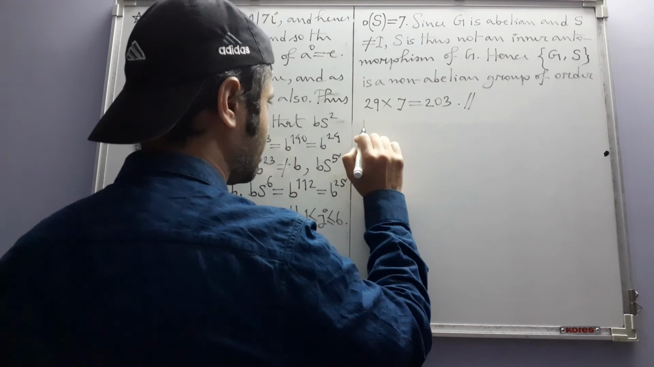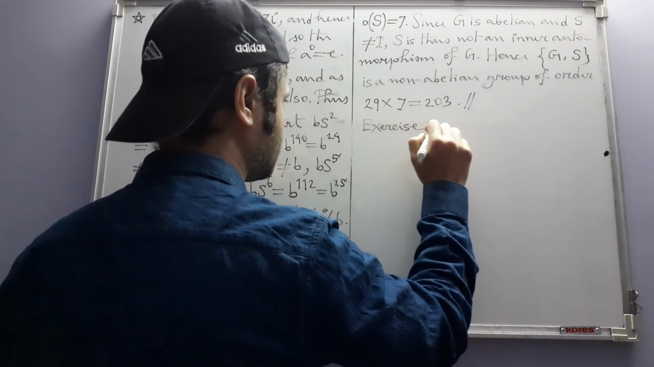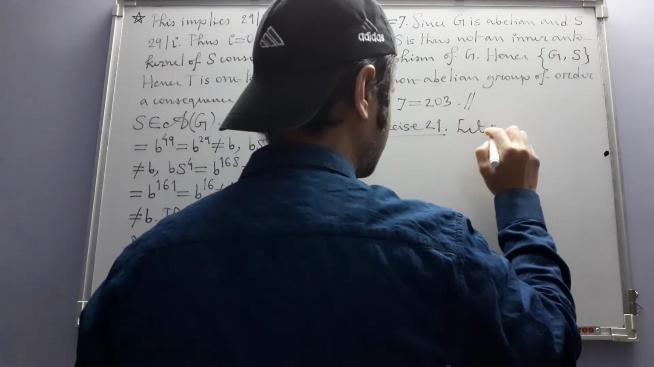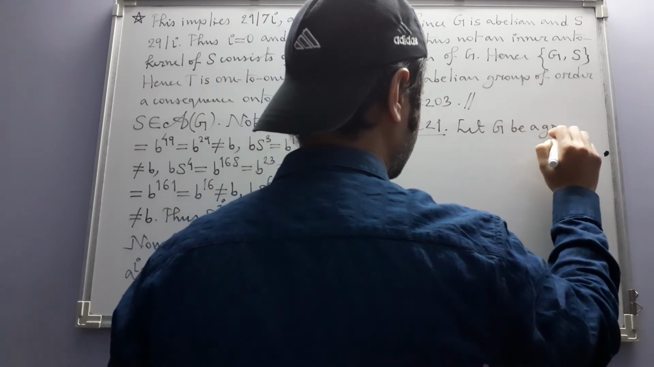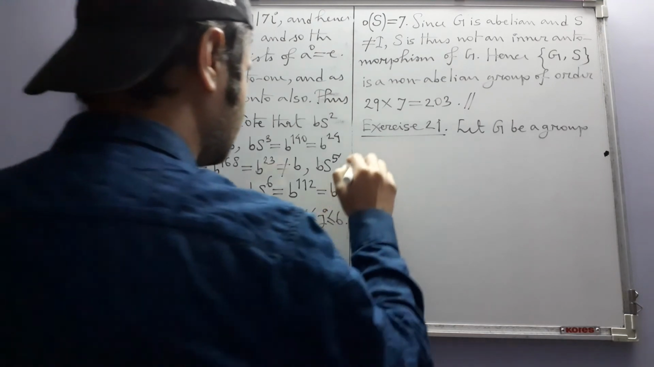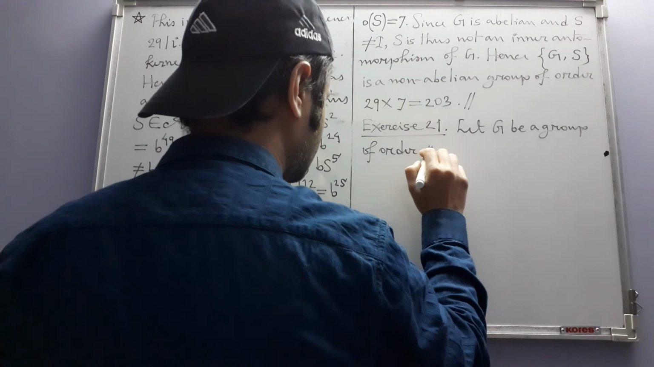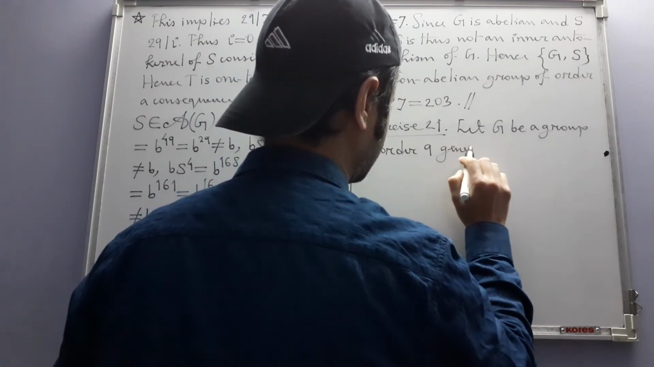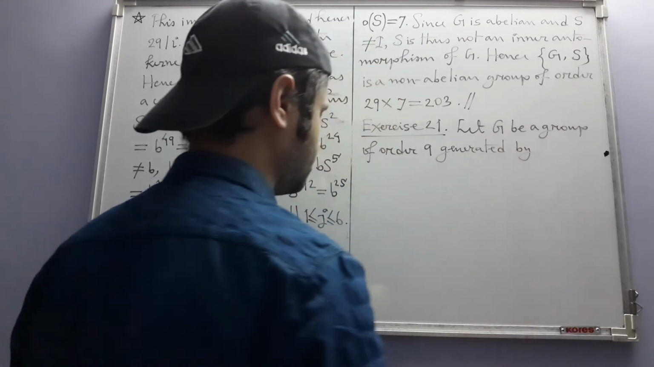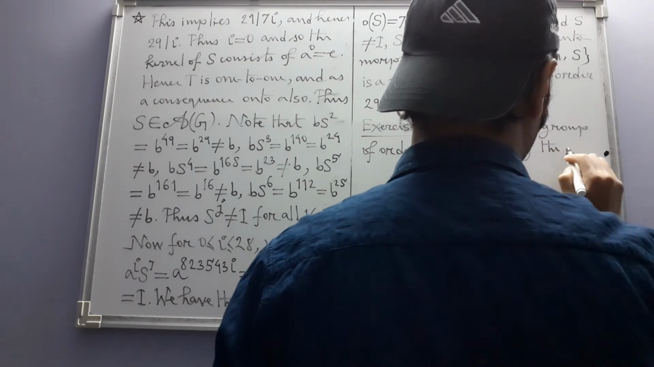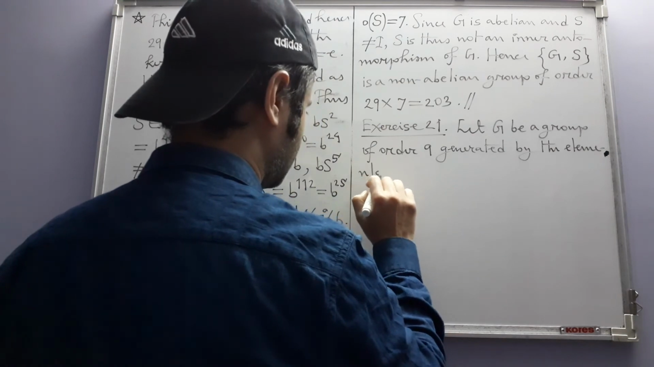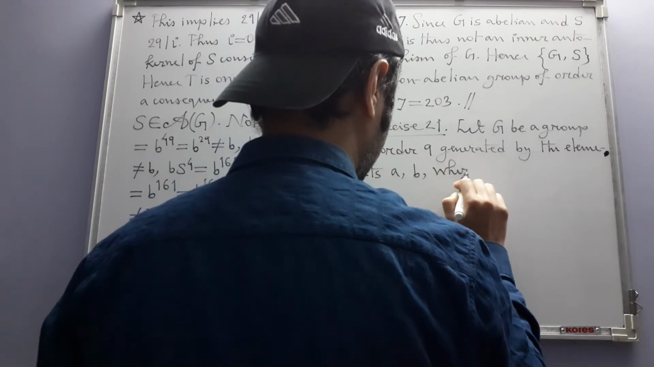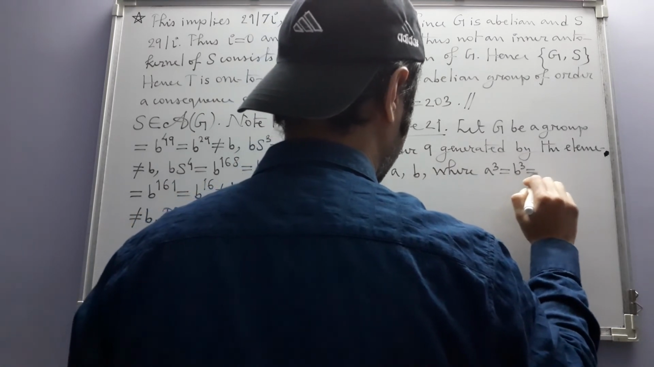And finally, this last exercise. Let G be a group of order 9, generated by, again he is using group presentation theory, elements A and B where A cube equals B cube equals E.